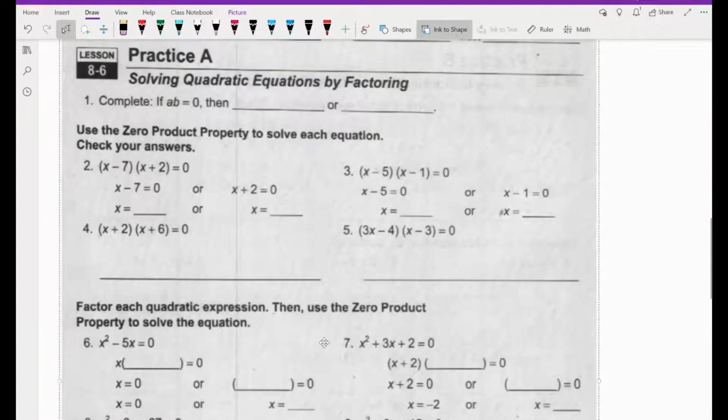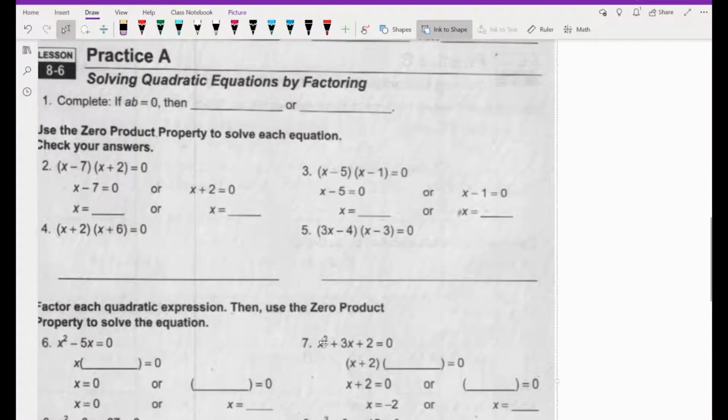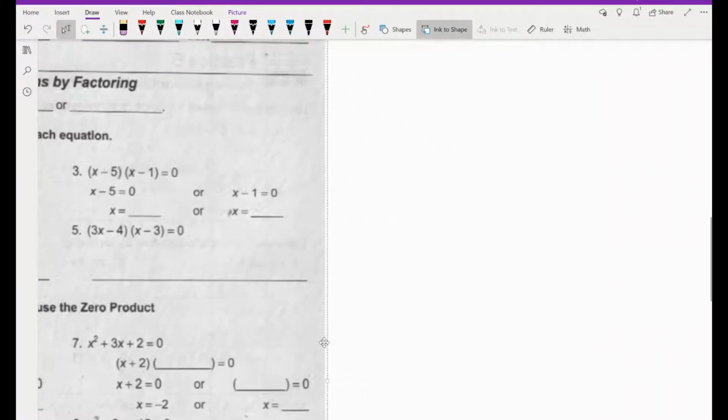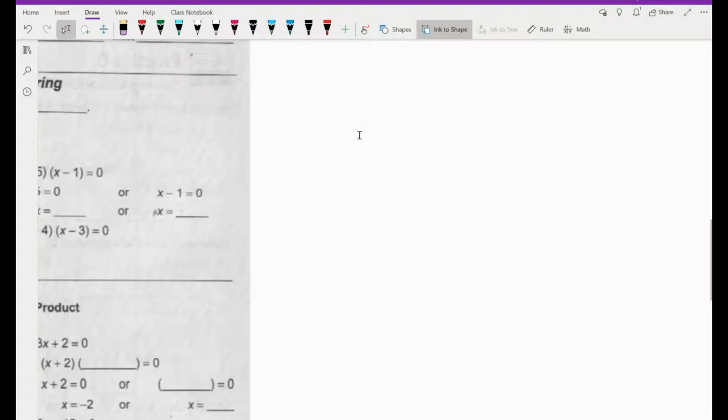Welcome, class. In this video, we will go over lesson 8.6, Solving Quadratic Equations by Factoring. We'll be going over the Practice A worksheet. Let's just do a quick review first on what it means when we say we're solving by factoring.